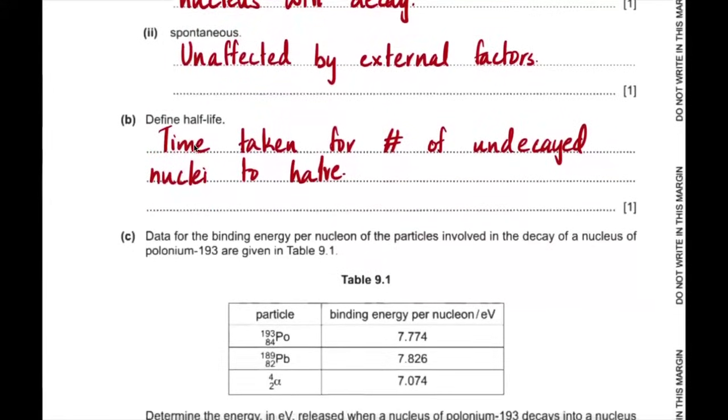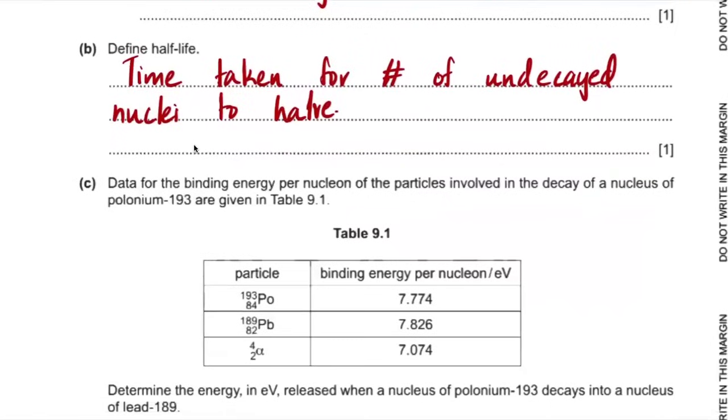Data for binding energy per nucleon number is given in electron volt. Determine the energy in electron volt released when a nucleus of polonium decays into a nucleus of lead 189, and above it was said that it was using alpha decay. So this is basically your reactant here. You can say this is initially what's there, and this is what's finally there. So you just add these, but this is binding energy per nucleon, so you'd also need to multiply by the nucleon numbers here.